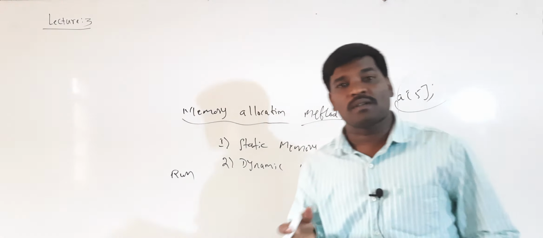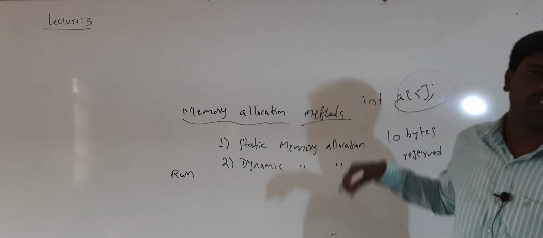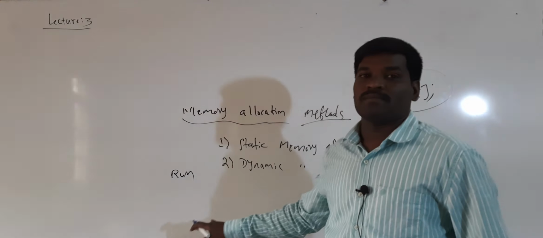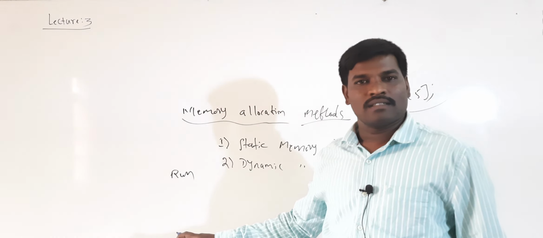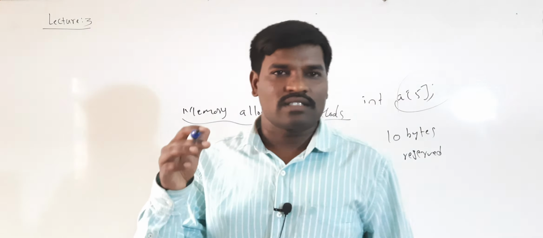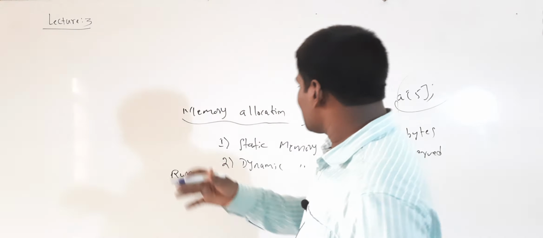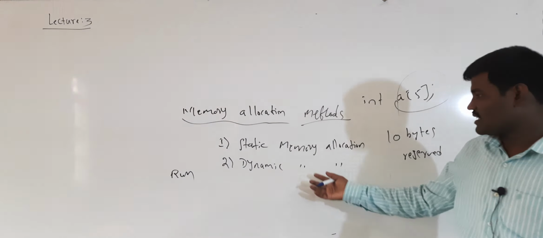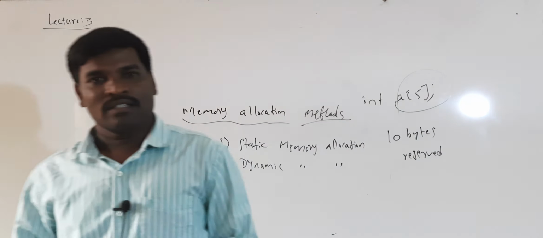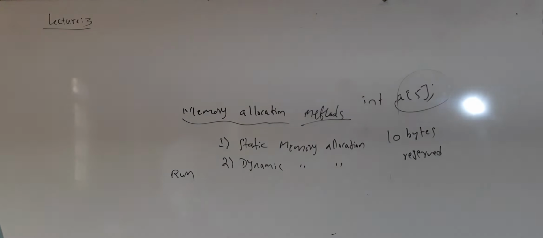Next question is how much memory is allocated. It depends on the data type of the variable. Here also same, but the difference is at the time of executing the program, the system or the memory will be allocated to the particular variables. That is the dynamic memory allocation. So there are two methods to allocate the memory: first one is static memory allocation, and second one is dynamic memory allocation.